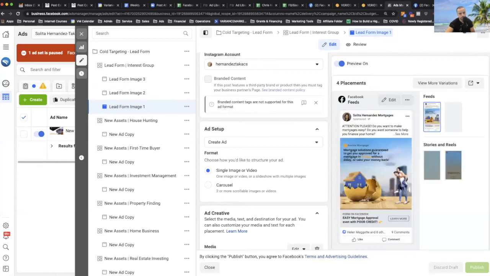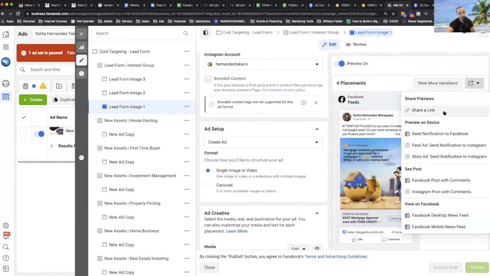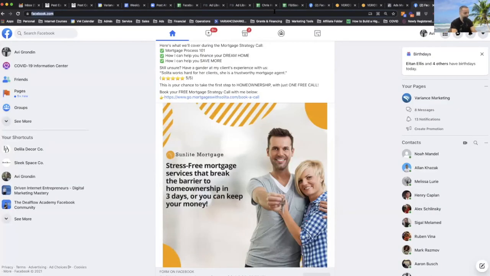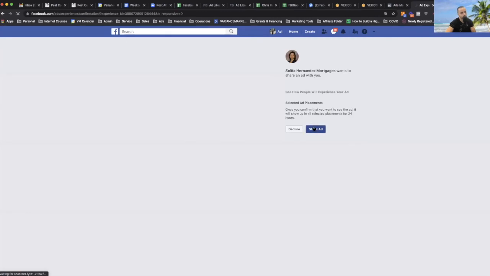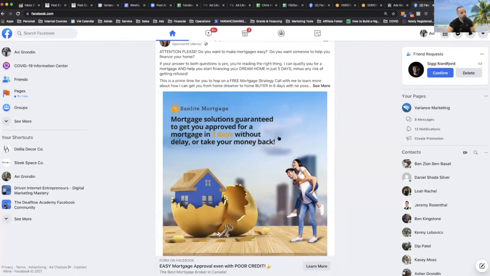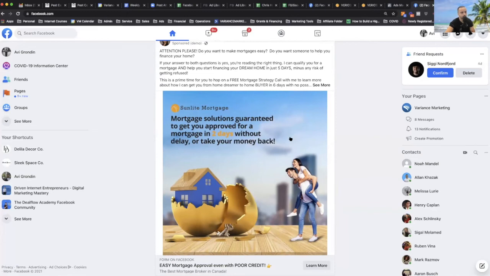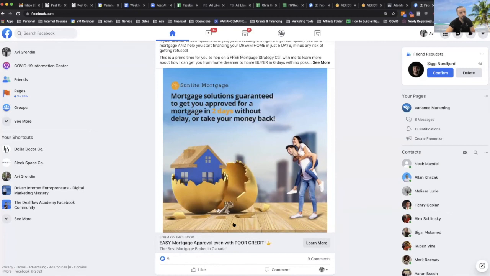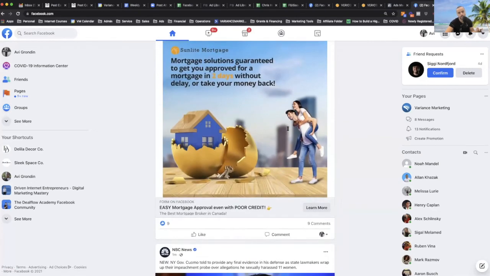This is another creative, right? This one's a little bit more fun. It's not focused on real people. It's fake people, right? So let's pop this one open. So look, show ad. Here's what we have. If I scroll past the newsfeed, here's this ad, right? Mortgage Solutions guaranteed to get you approval for your mortgage in 2 days without delay, or you take your money back. Boom. It has like a house coming out of a little eggshell, right? With keys in it.